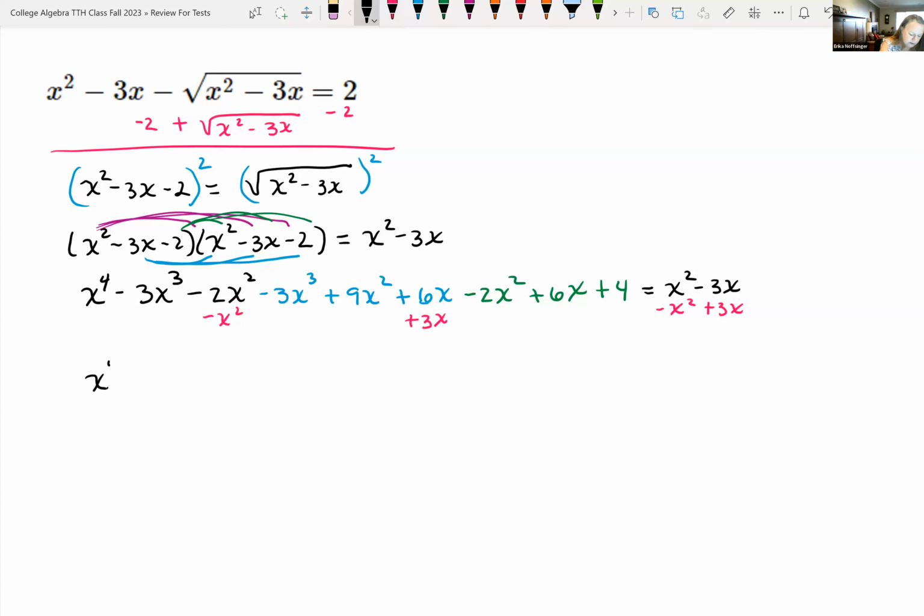So I have x to the fourth. So I'm looking at all of my cubes. I have a negative 3x cubed minus a 3x cubed is a minus 6x cubed. Now I'm looking at all my terms that are squares. So I have my minus 2x squared minus 1x squared right here. That's a negative 3x squared. Negative 3x squared plus 9x squared is 6x squared, and 6x squared minus this 2x squared is plus 4x squared.